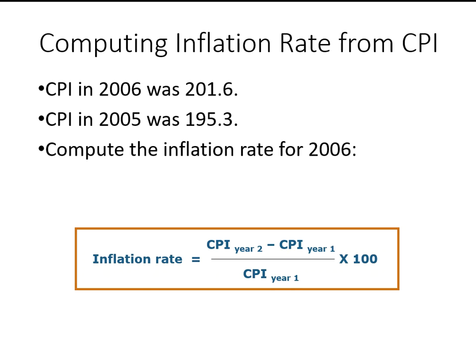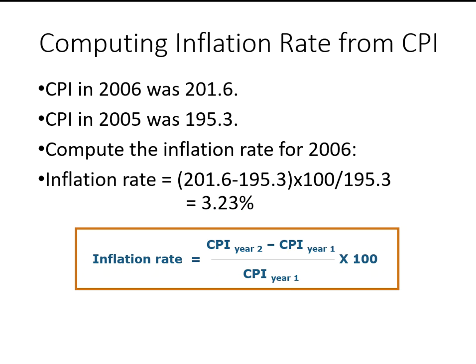So the CPI in 2006 was 201.6, and the CPI in 2005 was 195.3. Now we are asked to compute the inflation rate. It's pretty straightforward. So the CPI of year 2 minus 195.3, that is 201.6 minus 195.3, divided by 195.3, times 100. Then you will get your inflation rate, which is 3.23%. Whether this is considered a healthy goal, we're going to discuss in the next video.